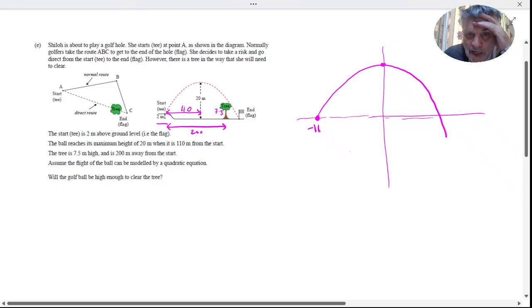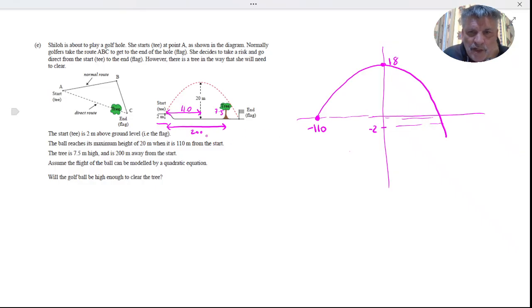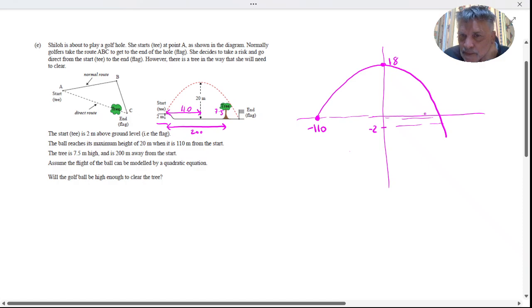So this is at minus 110. We've got, this is the flag down here. This is minus 2. This distance is 18, so that means we're up to 18 up here. And we've got a tree that's 200 from here, so that's 110. It's another 90. At 90, we've got a tree that goes up, and the tree is 5.5 because there's 2 down to the ground level.